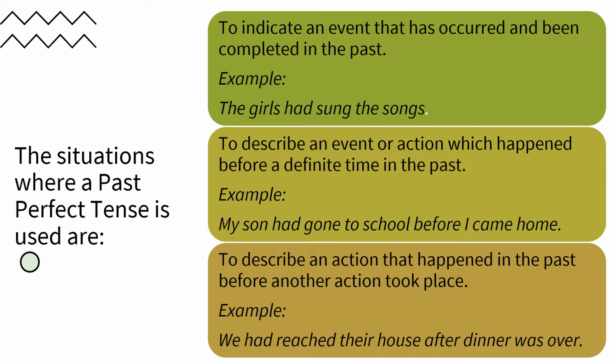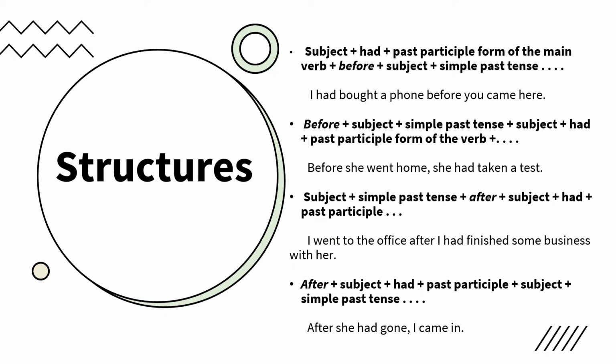To describe an action that happened in the past before another action took place. For example, we had reached their house after dinner was over. Now, look at the structures of past perfect tense.